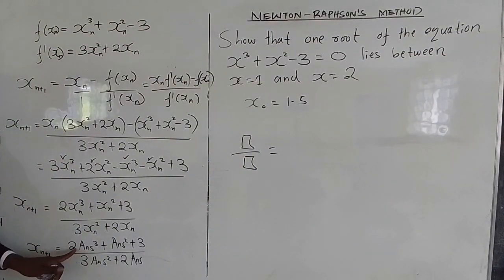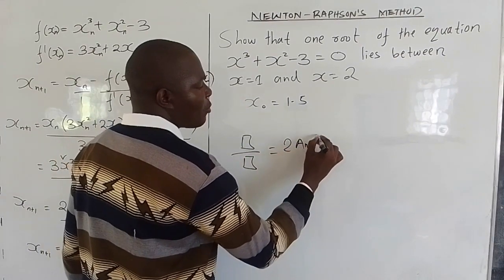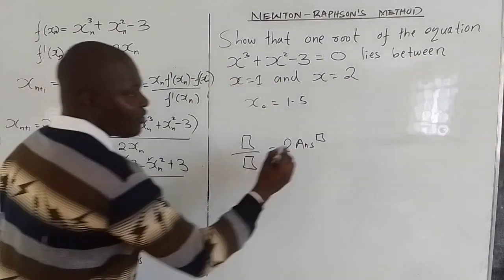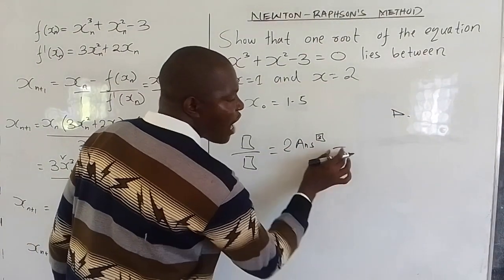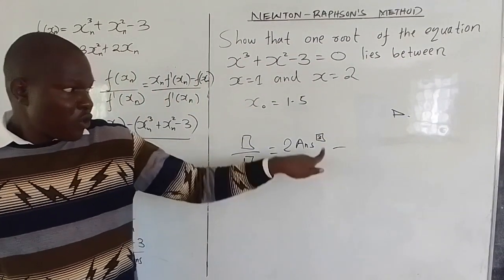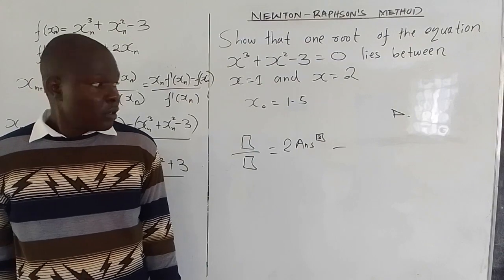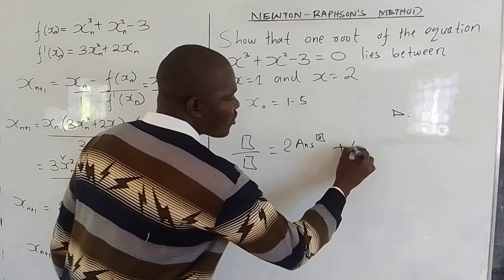Then you feed the numerator. In the numerator, you put 2 answer, then you press the button for power. Then in the power, you put 3. You must press the forward button to move down from the power. If you don't press the forward button, you'll be feeding the next thing up there. Are you seeing? So you do that, then you press plus, answer squared.